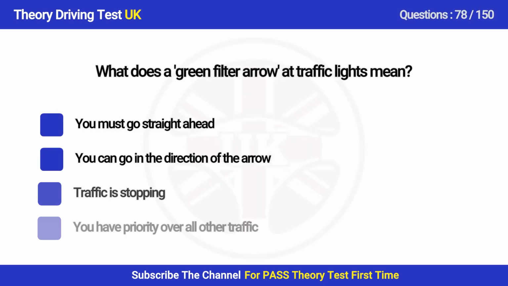Question 78. What does a green filter arrow at traffic lights mean? A. You must go straight ahead. B. You can go in the direction of the arrow. C. Traffic is stopping. D. You have priority over all other traffic.